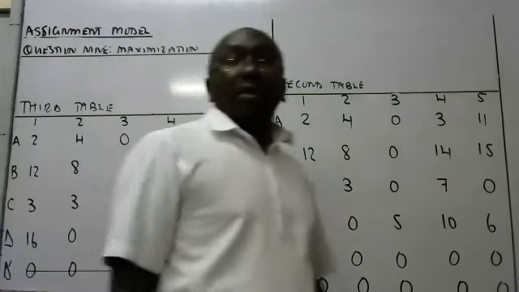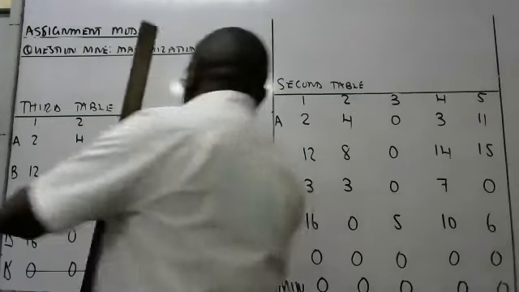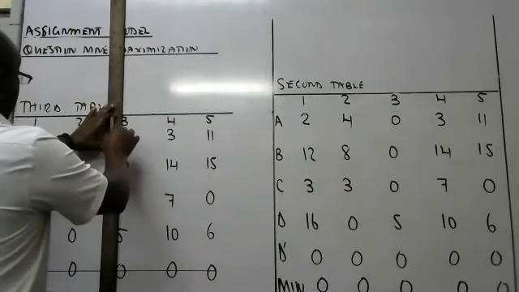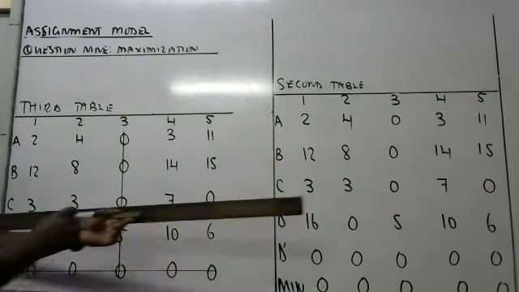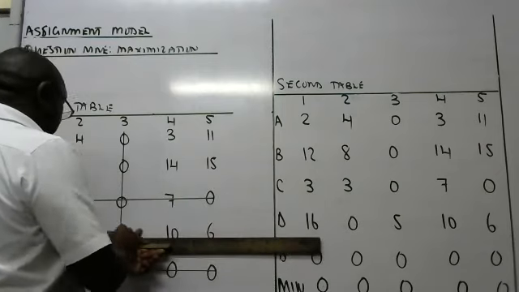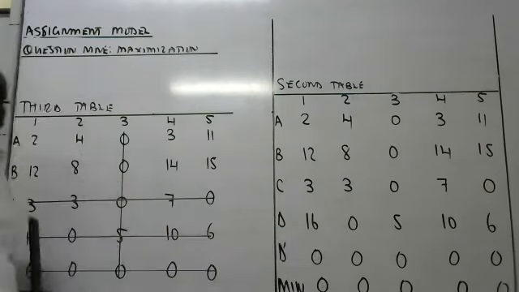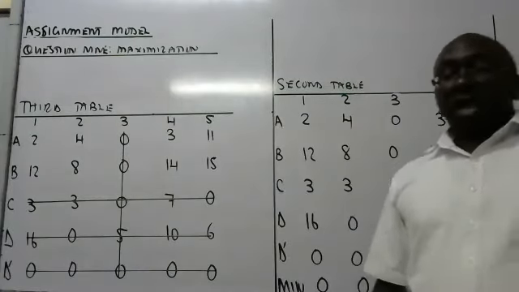Who else? Column 3, it has 3 of them. So you run a line here. Who next? Rows C and D. So we make one line here and another like this. We have managed to cross over all the zeros. All the zeros are crossed over.